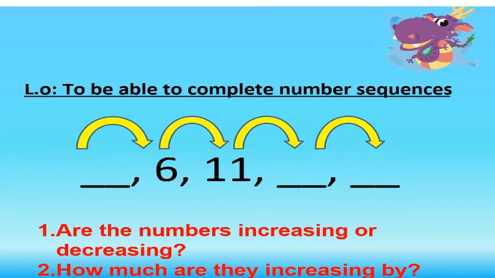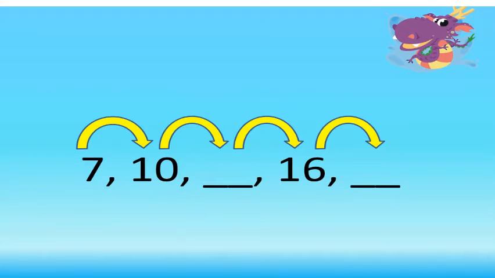Okay, so we know they are increasing, and we've done some going backwards as well to decreasing. And we know the rule is plus 5. So here we've got 7, 10. We've got a missing one, we've got 16 and another missing. So we'll count up from 7 to 10, 8, 9, 10. So that's only 3. So you know our rule is plus 3.